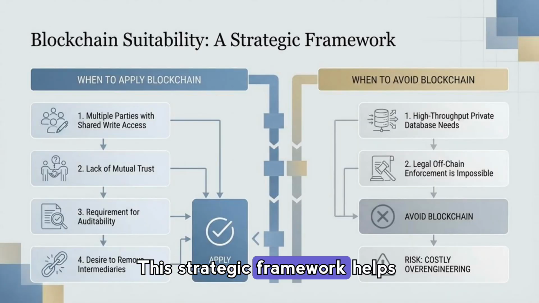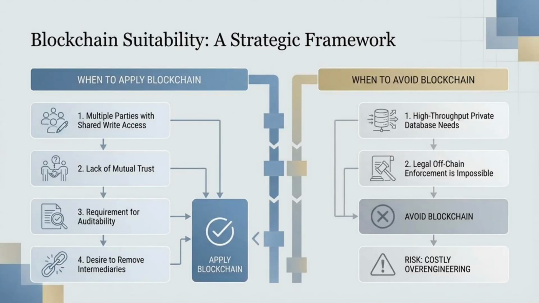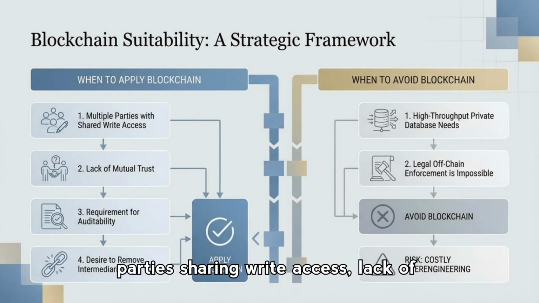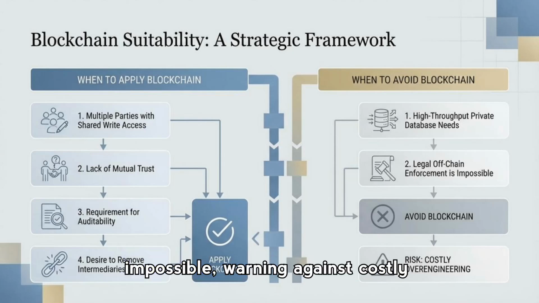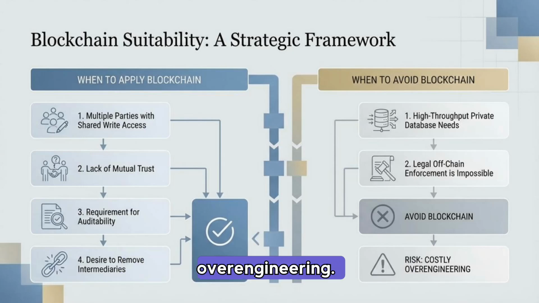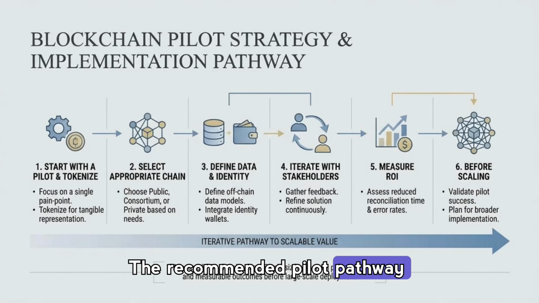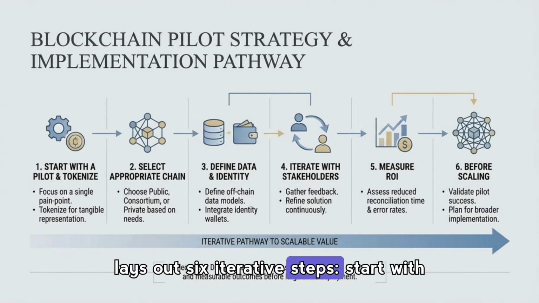This strategic framework helps decide when to apply blockchain: situations with multiple parties sharing write access, lack of mutual trust, a need for auditability, or a desire to remove intermediaries; and when to avoid it, such as high-throughput private database needs, or cases where off-chain legal enforcement is impossible. Warning against costly over-engineering.